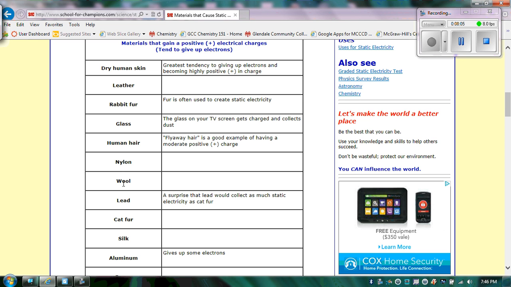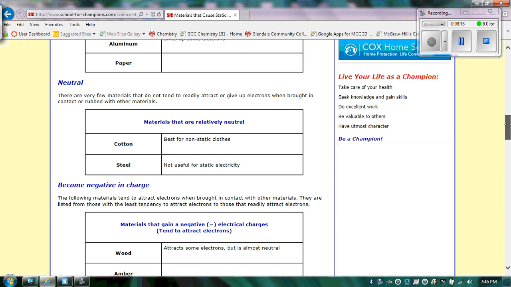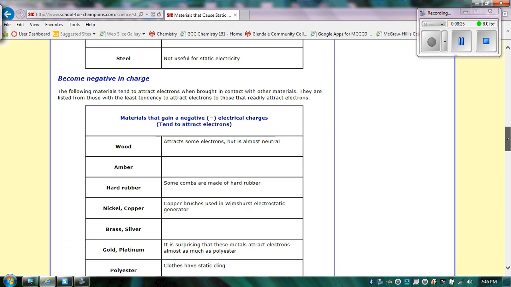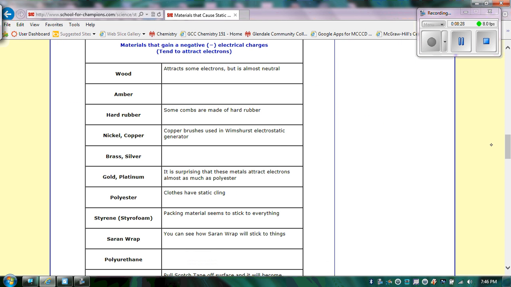So there's our wool. You can see some other ones: rabbit fur, dry human skin, leather, human hair, just a lot of different examples. And then if I were to scroll down, there's a list of neutral. So there's very few materials that tend to stay neutral, but there are a couple. Cotton, which is why most of our materials are made of cotton. And then these materials down here are materials that tend to gain a negative charge.